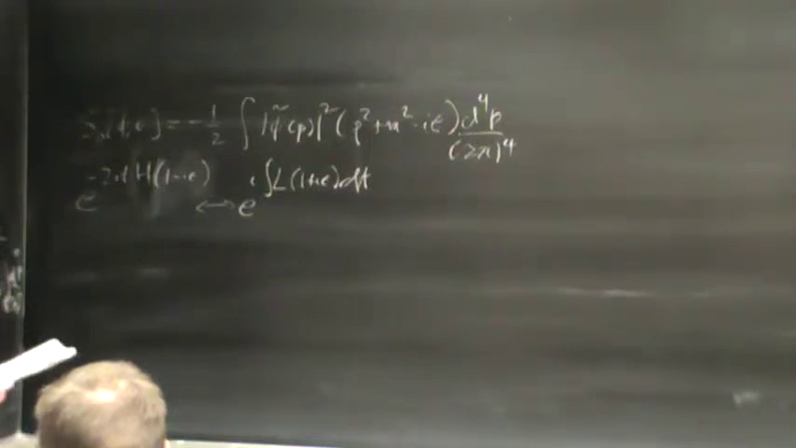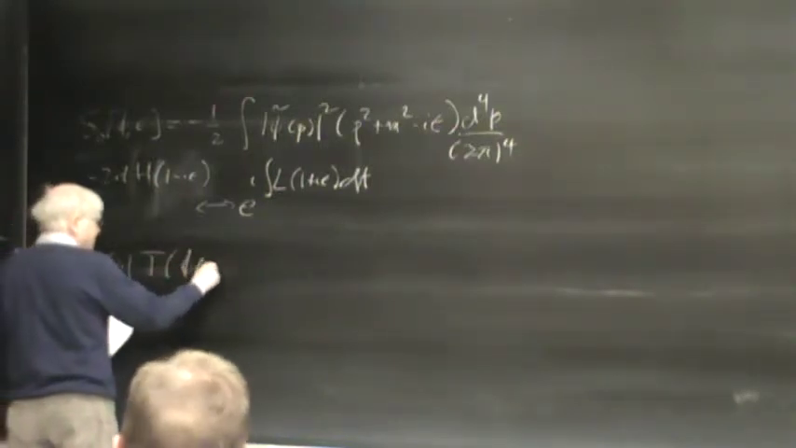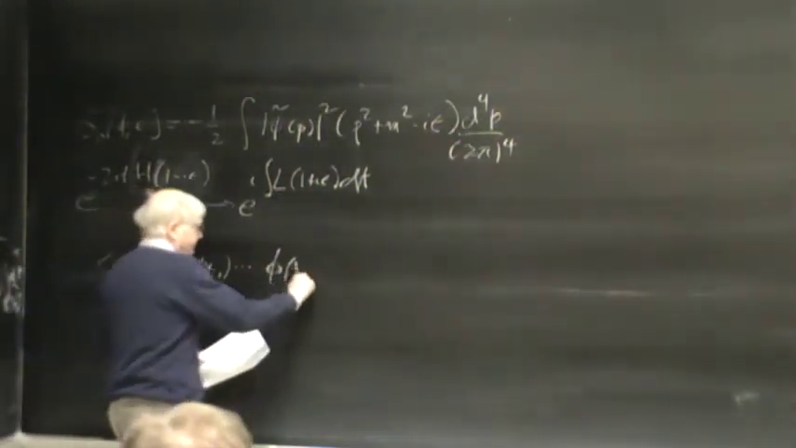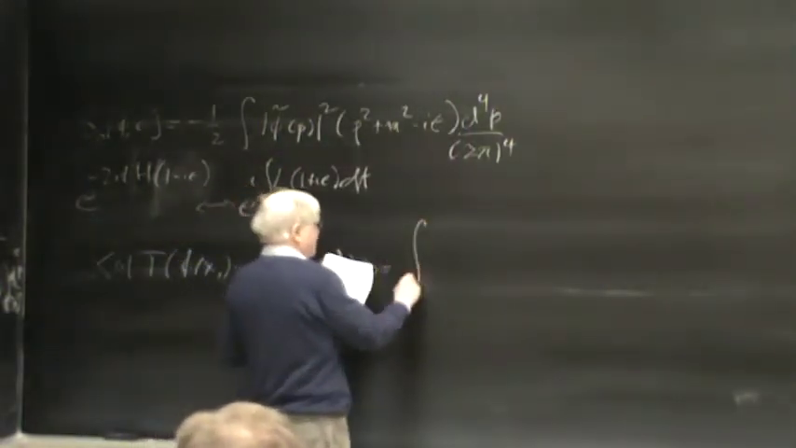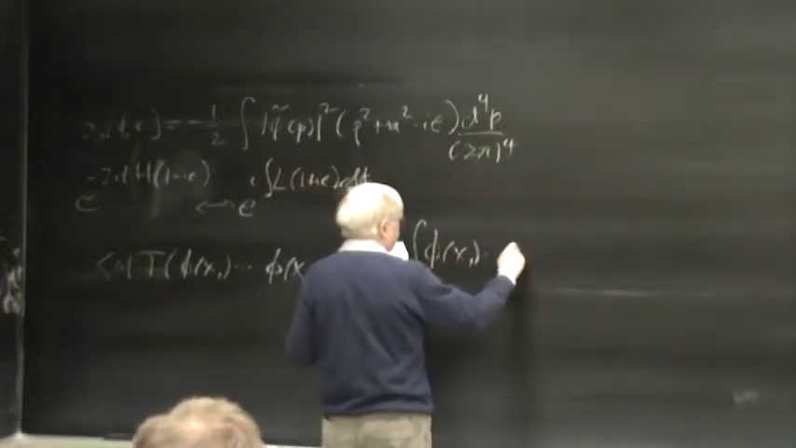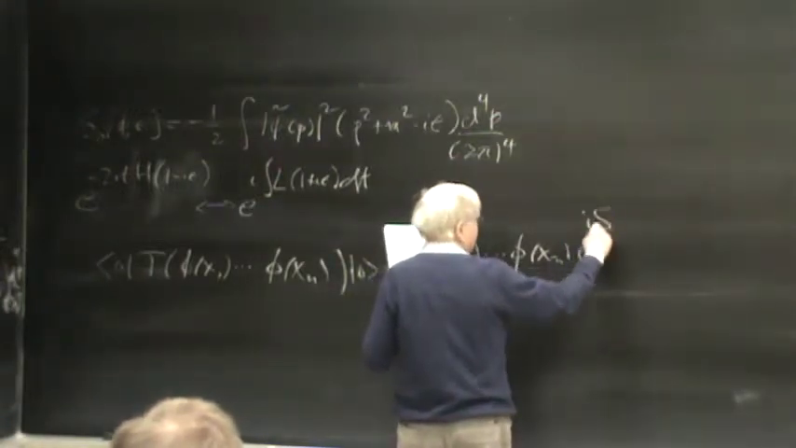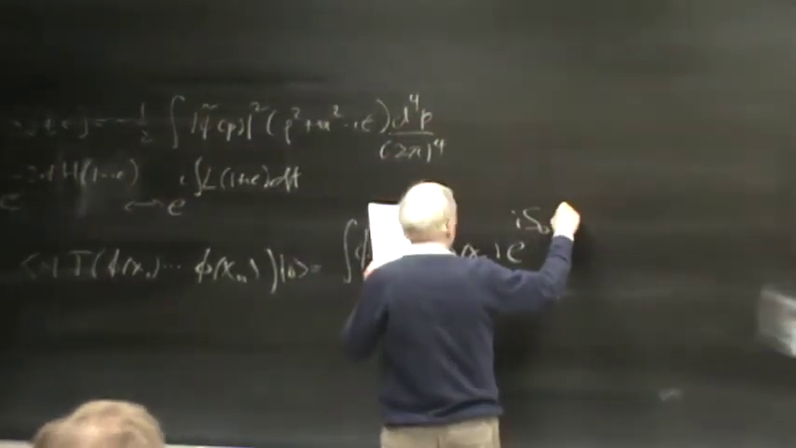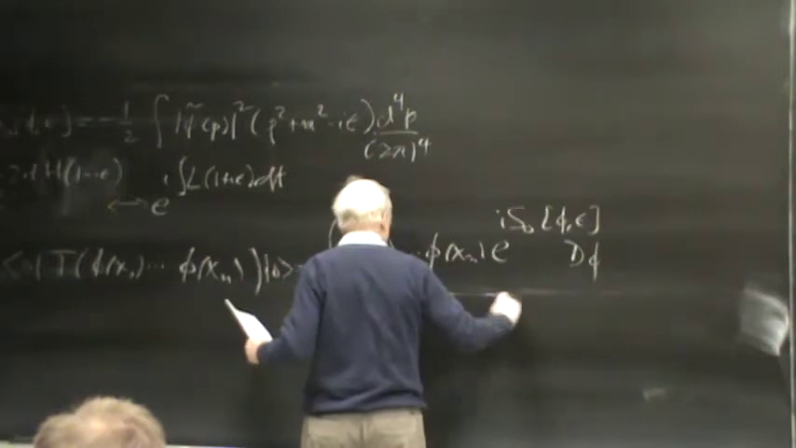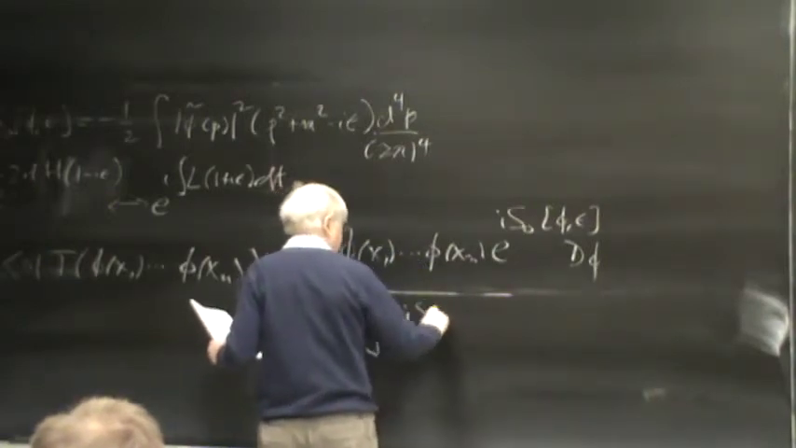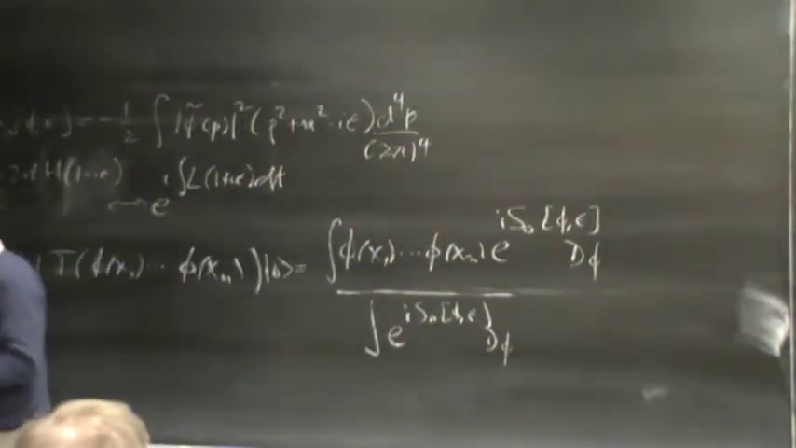Okay, so now what we've got is that we've got the time-ordered product of the fields, and these are real time. Is then this ratio of path integrals phi x1, phi xn, e to the I S0 phi epsilon d phi, and then we're dividing by the e to the I S0 phi epsilon. So that's what we've got at this stage.